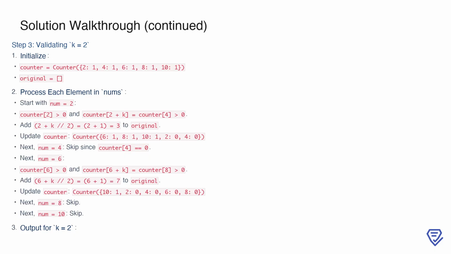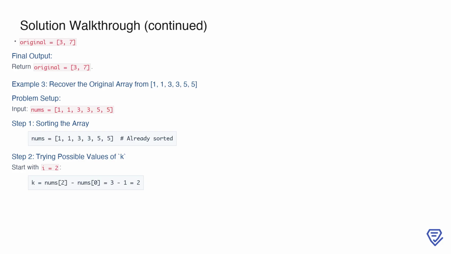We then skip number equals 8 and number equals 10 as their counts are 0 or they cannot form valid pairs. At this point, original contains 3, 7. With original equals 3, 7, we now have the final output for this example. The reconstructed original array is returned as 3, 7.